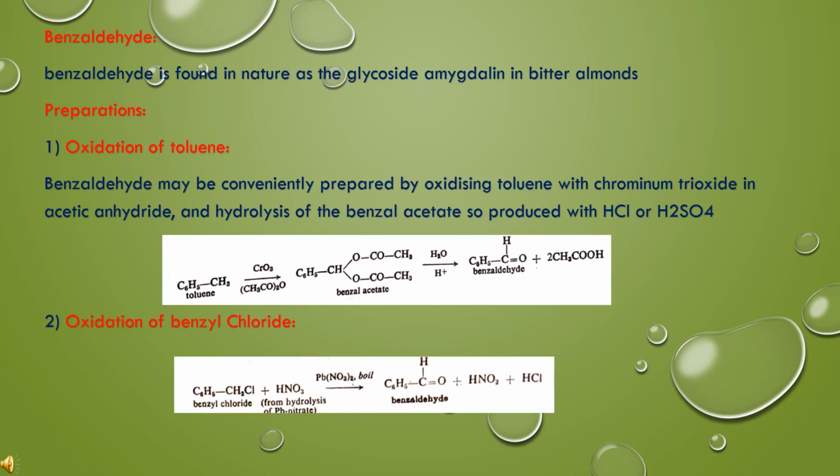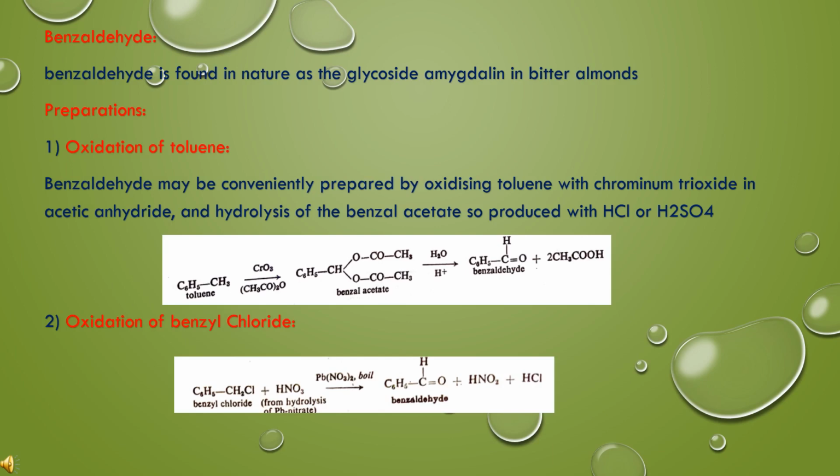The benzyl acetate undergoes hydrolysis with hydrochloric acid or sulfuric acid. We get benzaldehyde. The remaining oxygen is attached to form the CHO group. The OH is attached to the CH3COO group, so we get two molecules of acetic acid.